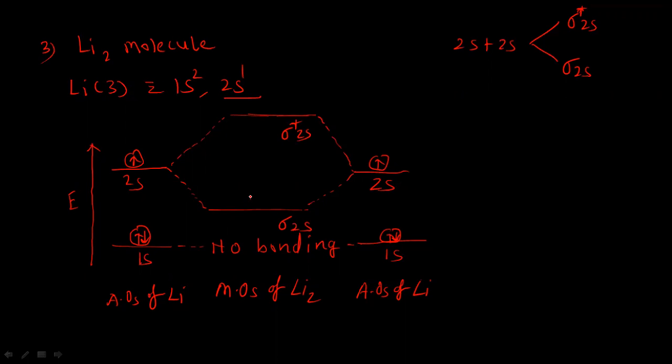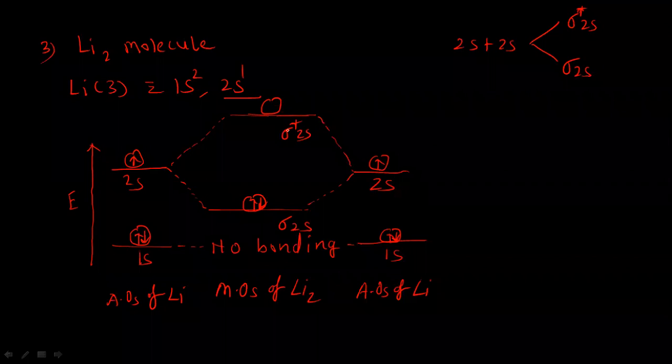Now put the circles here to represent the electrons in the bonding and antibonding molecular orbitals. Now there are only two electrons here, 1 plus 1. So those two electrons go into the bonding molecular orbital, and the antibonding molecular orbital is totally empty. So this is the MO diagram of the lithium molecule, Li2.